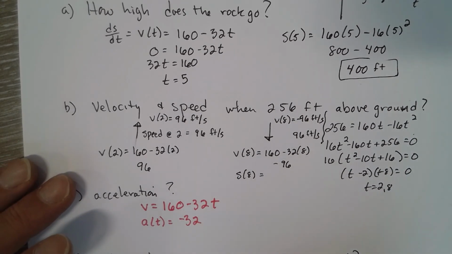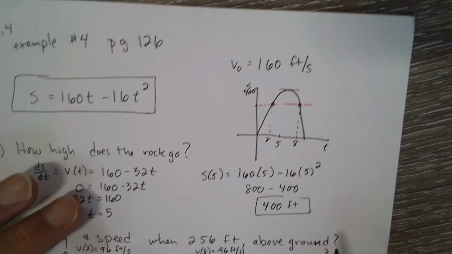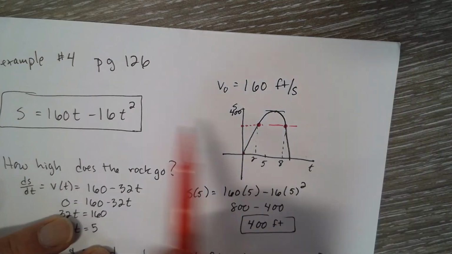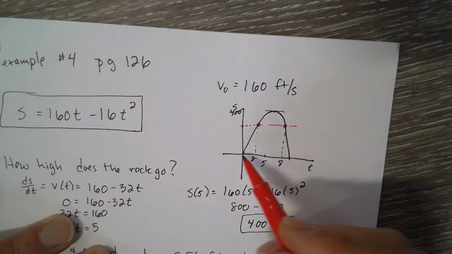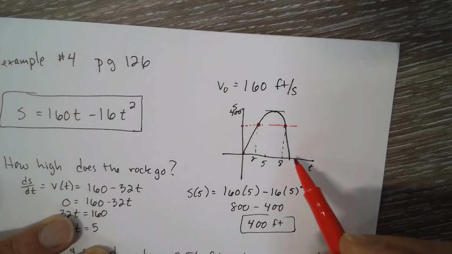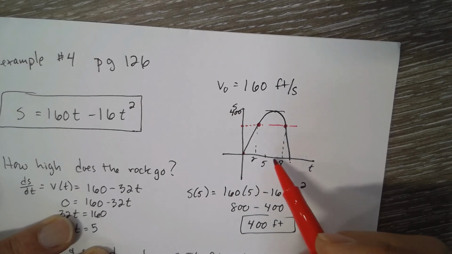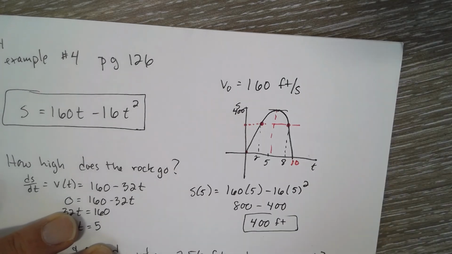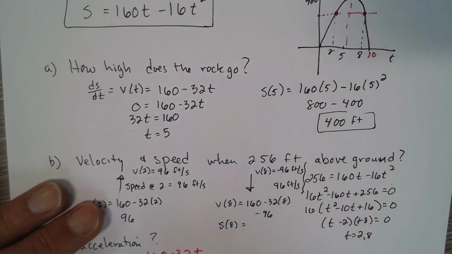When does the rock hit the ground? Well, we know based on the symmetry of the parabola, since I started at 0, 0, it's a y and an x intercept, so if the midpoint is at 5, then I know that it's going to hit the ground at 10 seconds.